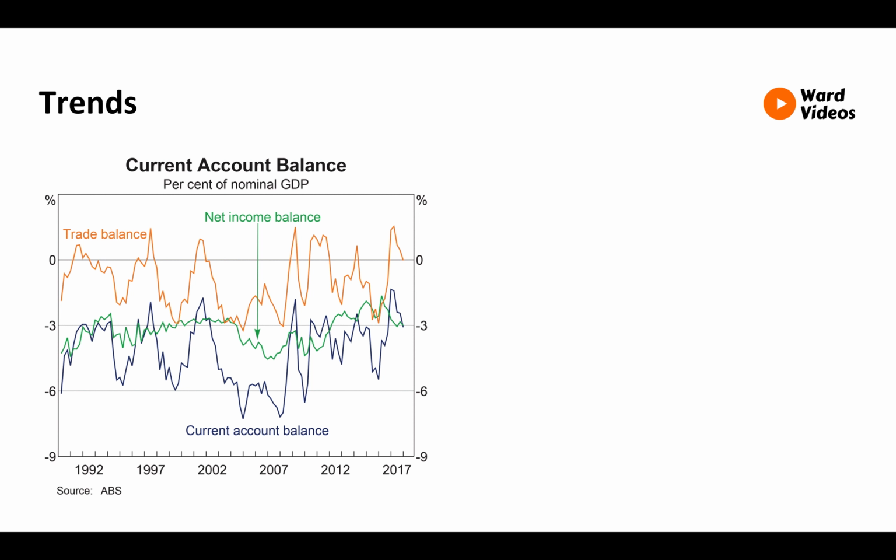Now, this volatility comes from commodity prices of exports, iron ore and coal. Now, this graph shows that the current account balance in Australia has fluctuated between -2 and -7% of GDP and is currently at about -3% of GDP.